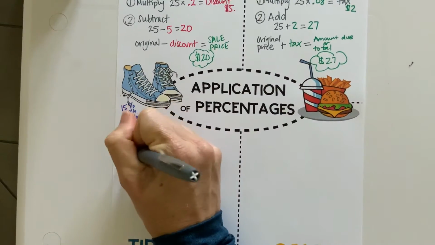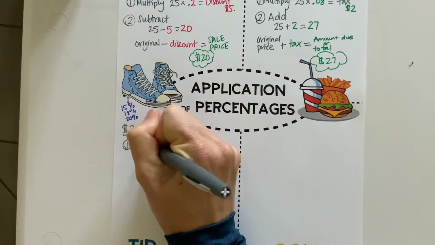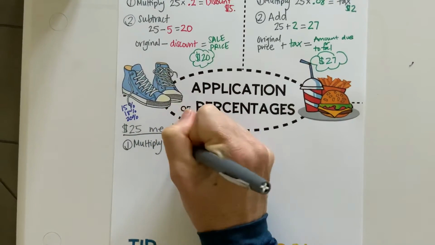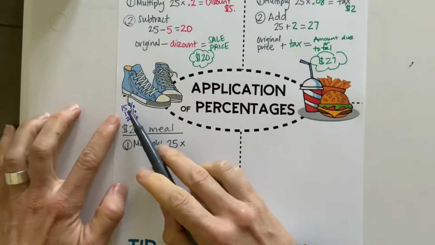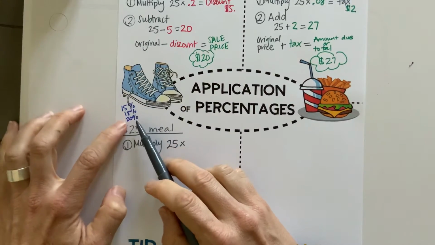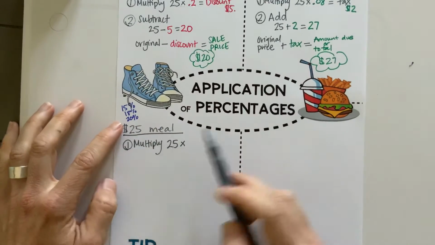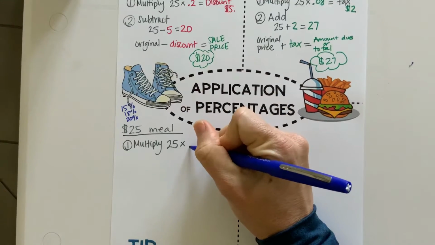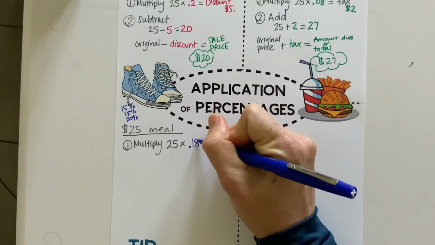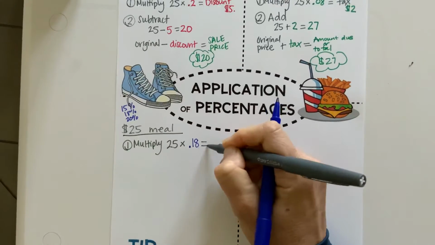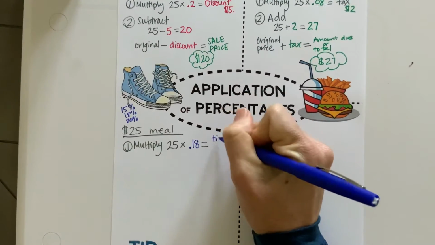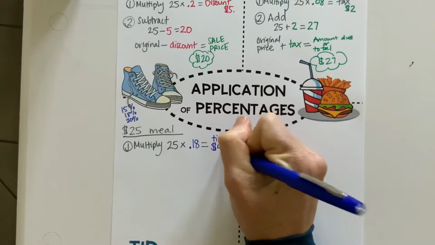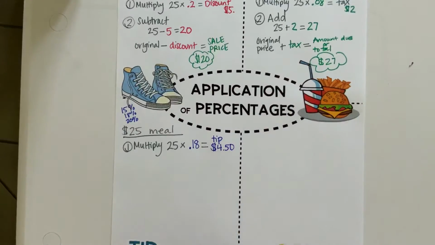So step one, you are going to multiply. You can do that full meal amount, 25 times, and then you think, what percentage do you want to tip your server? I'm just going to put something that's right in the middle, so I'm going to do 18%. I'm going to convert that 18% to its equivalent decimal, 0.18. And that is going to equal the tip amount, which I'm going to work out mathematically, and that's going to be $4.50.